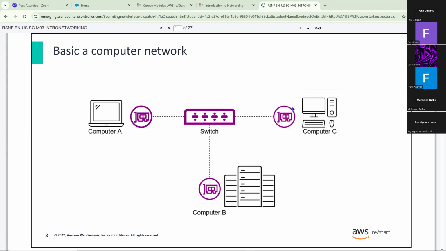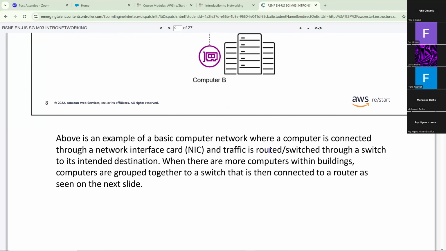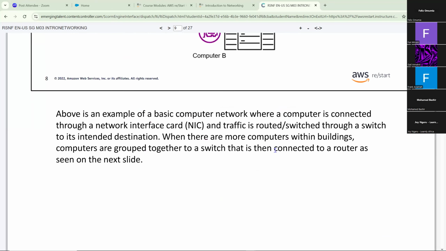And we'll see more about what the NIC does. I remember we touched on it when we were talking about the basics of computers. I think it was in week 1. Yes. So you see, now we are going deeper into that. Above is an example of a basic computer network where a computer is connected through a network interface card and traffic is routed or switched through a switch to its intended destination.